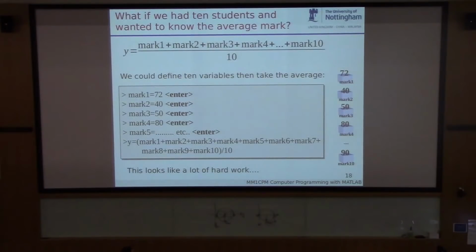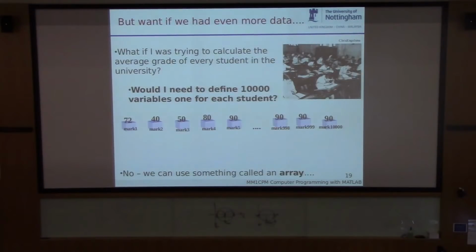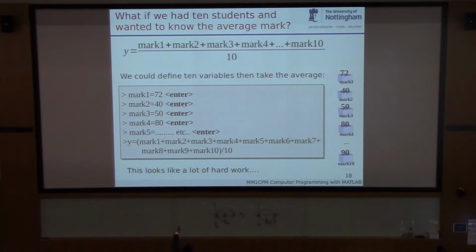It's starting to get a pain, and it's not a good way to process data. Now, imagine I wanted to calculate the average mark of all students in this class, or all students in the university. This strategy of defining one variable for each number is just not a good strategy, and it's going to take forever, right? So we need a better way to handle this type of situation.